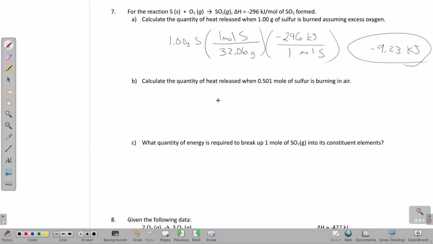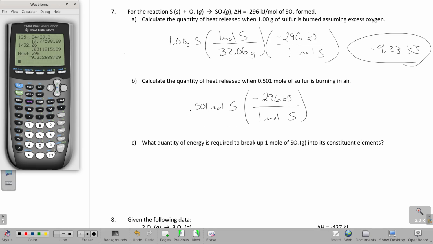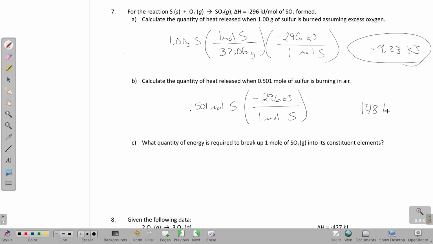Alright, next one's a little bit easier because it's got the 0.501, but it actually says moles of actual sulfur. And we just do the exact same type of thing we did up here. 296 kilojoules for every mole of sulfur in this case. So 296 times 0.501, and we get 148 kilojoules.